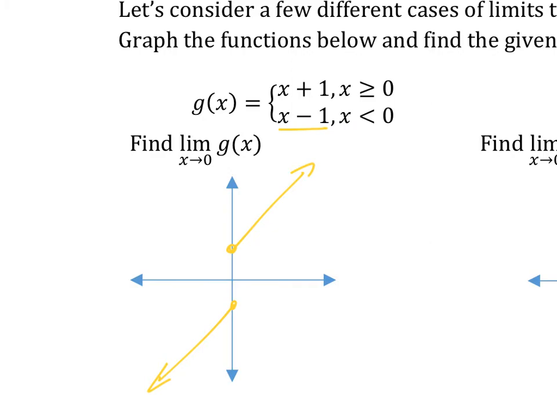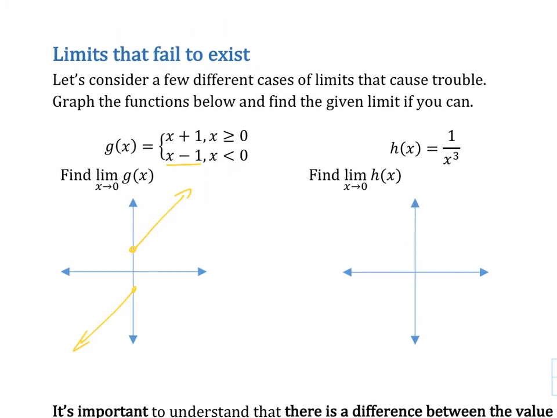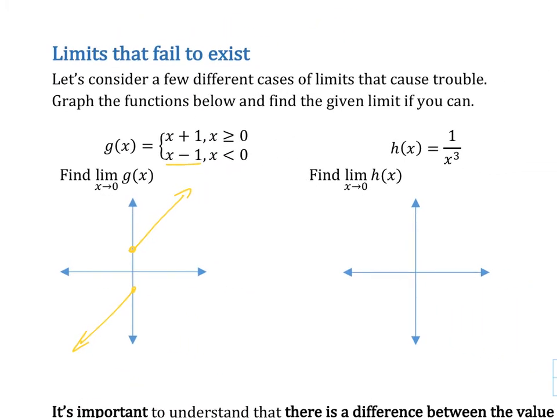All right, so the question is, graph them and find the limit if you can. What's the limit as x goes to 0? Well here, this line is cruising along expecting to be -1 when it hits the x-axis, or x equals 0. This one's expecting to be 1. So those are different. So this limit does not exist. We can sometimes say DNE, does not exist.